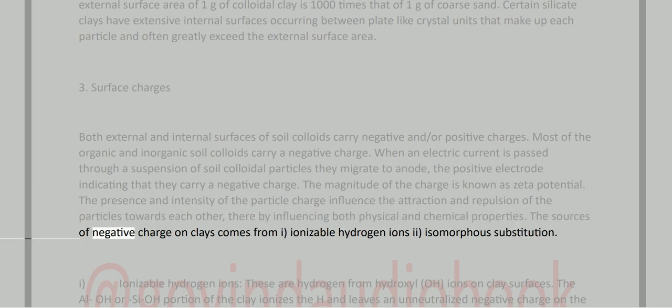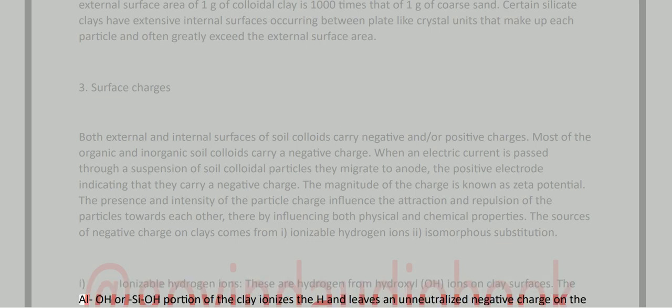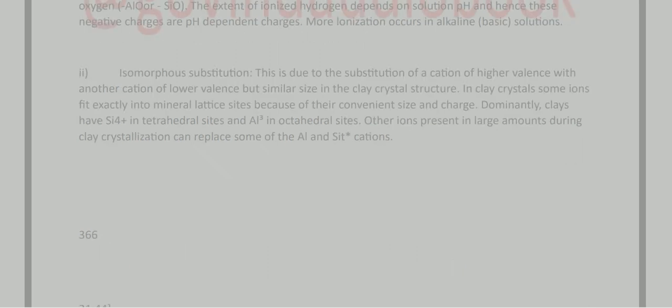The sources of negative charge on clays come from 1. Ionizable hydrogen ions and 2. Isomorphous substitution. Ionizable hydrogen ions. These are hydrogen from hydroxyl (OH) ions on clay surfaces. The AlOH or SiOH portion of the clay ionizes the H and leaves an unneutralized negative charge on the oxygen, as in AlO- or SiO-. The extent of ionized hydrogen depends on solution pH, and hence these negative charges are pH-dependent charges. More ionization occurs in alkaline, basic, solutions.